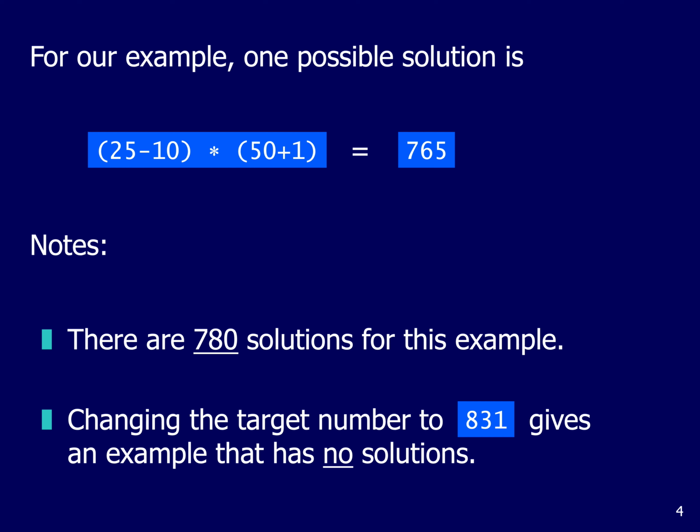So the last point here on the slide is, are there problems with no solutions, or does every countdown problem actually have a solution? And the answer is no. So for this particular example, if you change the target number to 831, this actually gives an example which has no solutions at all. It doesn't matter how hard you try to combine those 6 numbers using the arithmetic operators, it's completely impossible to reach the target 831.